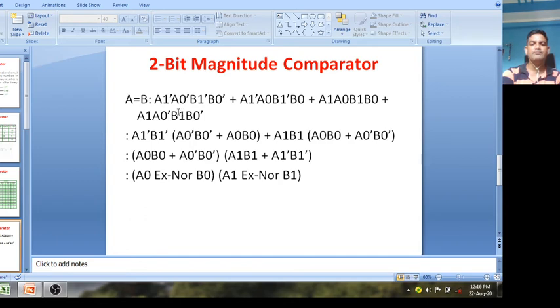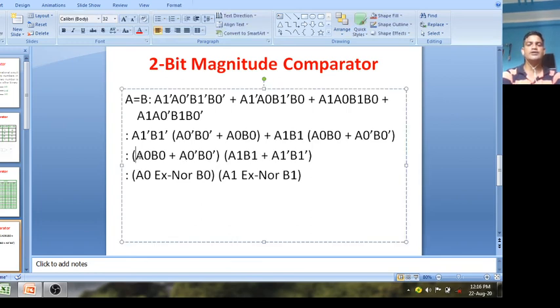This is your b1. So 10 is 1 0 1 0. And after solving, just take common a1 dash b1 dash, a0 dash b0 dash plus a0 b0. From here take a1 b1, a0 b0 plus a0 dash b0 dash, and a0 b0, plus again you can take this common. This is a0 b0 plus a0 dash b0 dash plus a1 b1 plus a1 dash b1 dash.